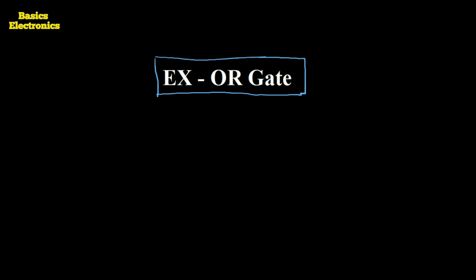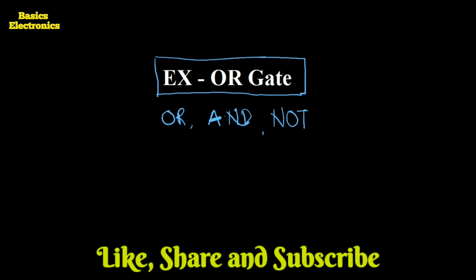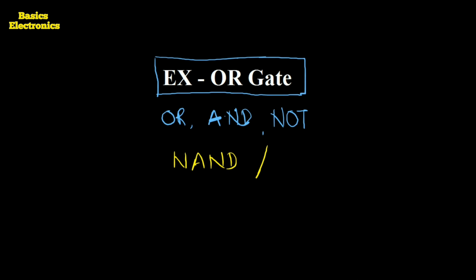The basic gates are the OR gate, then the AND gate, and then the NOT gate, which we also call an inverter gate. So these three basic gates we had seen. After that we had seen the derived gates, two of them. The first one is the NAND gate, and the second one is the NOR gate.